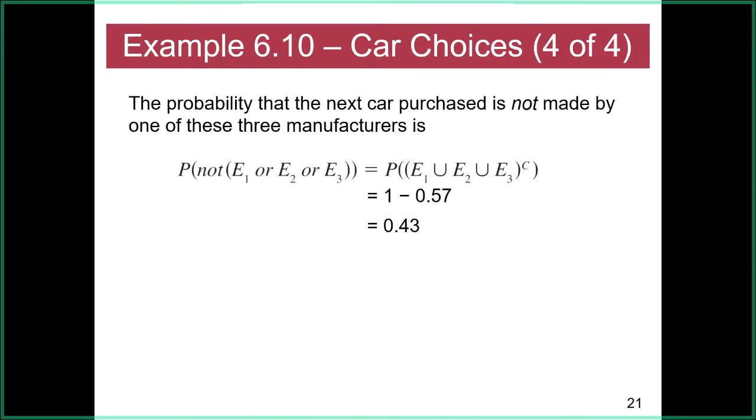Probability that the next car purchase is not made by one of these three manufacturers. Well, one would be the whole sample space. The chance that the next car is made by one of those manufacturers was 0.57, so we subtract that from the whole sample space to get 0.43. That is the complement of that original probability. In other words, that it's not one of the three that we listed.